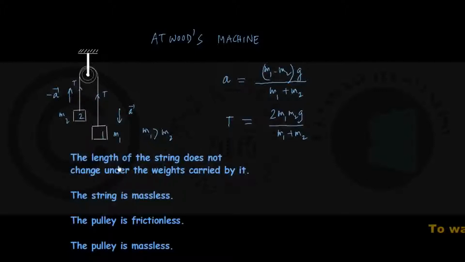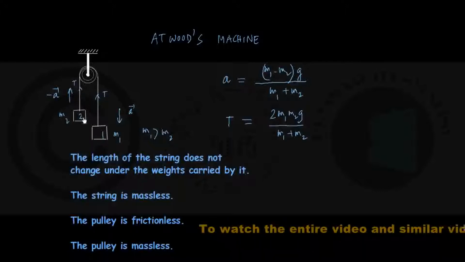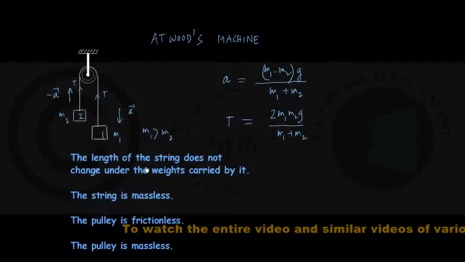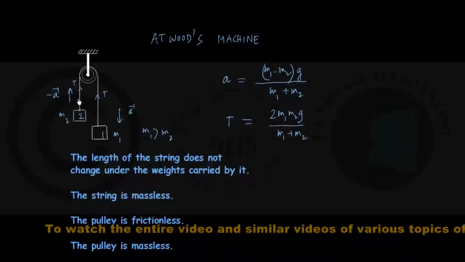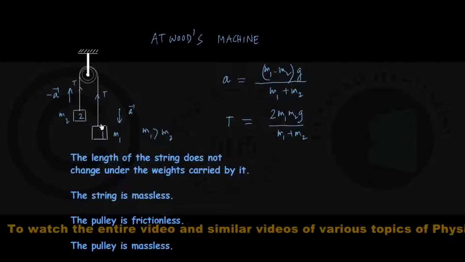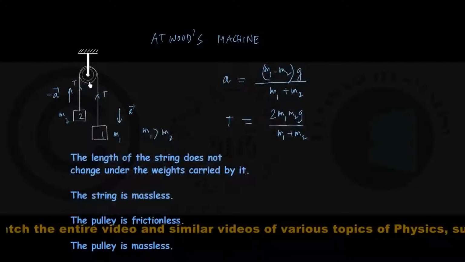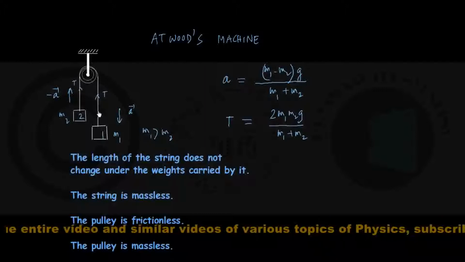The first assumption regarding the length of the string is required because we can construct a simple constraint equation involving the accelerations or velocities of these masses being connected only if the length of the string is assumed to be constant. While conditions 2, 3 and 4 help us to assume that the tension over the length of the string on either side of the pulley must remain constant throughout.